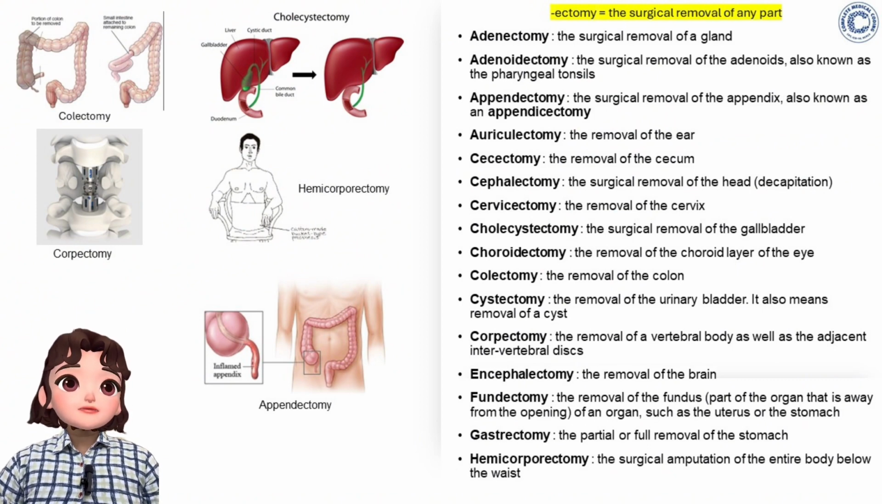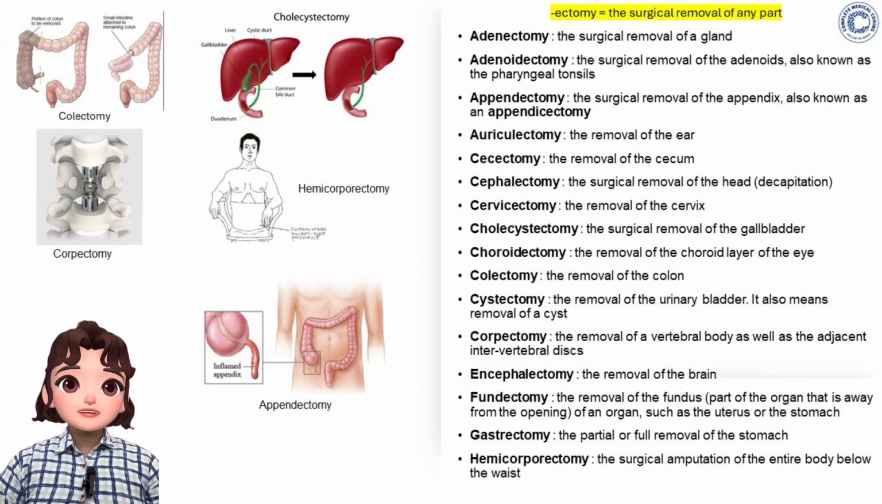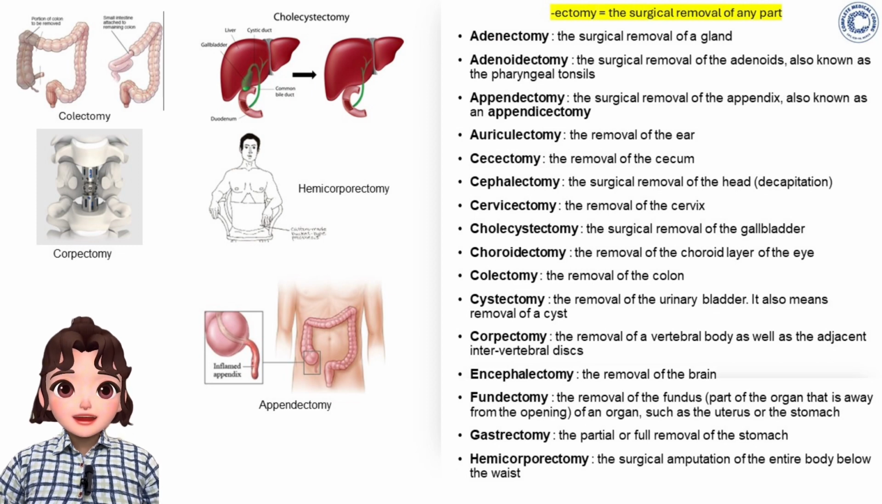Cholecystectomy means surgical removal of the gallbladder. This is an important term that you will get in many places, not only for the exams, you will get it for interview questions as well. Cholecystectomy, surgical removal of the gallbladder. Choroidectomy, removal of the choroid layer of the eye. Colectomy, removal of the colon.